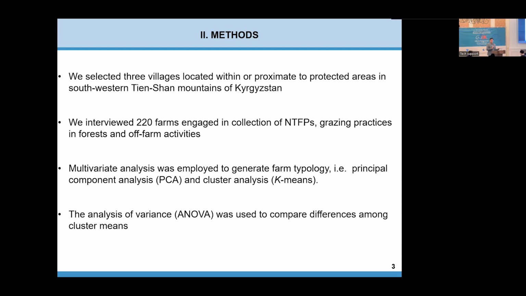First, we selected the classification variables subjected to principal component analysis, and from the variables derived from PCA, we classified, or made the typification of, farms using K-means cluster analysis. Subsequently, we used the analysis of variance in order to compare the means of classification variables for the identified farm groups.